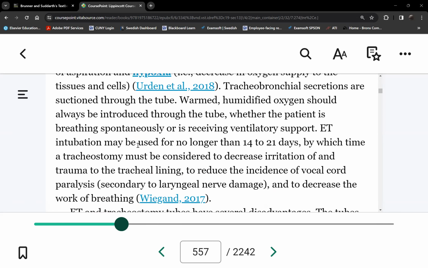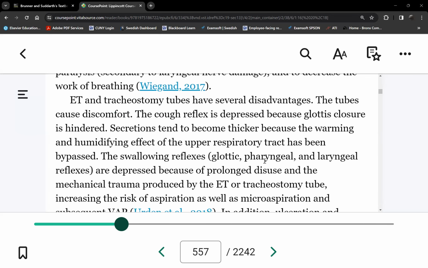As I mentioned earlier, if the patient will need this artificial airway for more than 14 days, 2 weeks, what do we do? No, they already are intubated and then they need the airway longer than 2 weeks. So we will switch to a tracheostomy. Very good. Right.